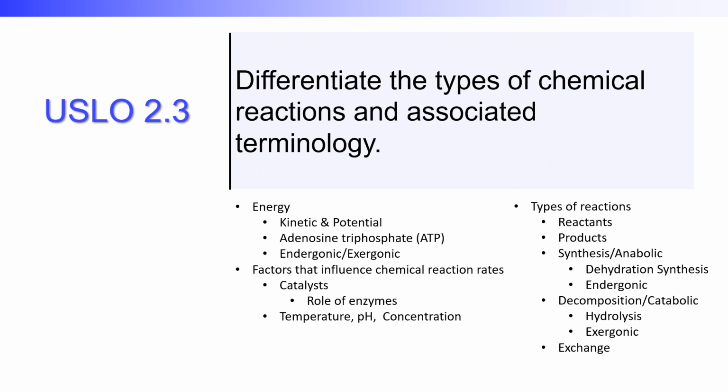of reactions. So one of the things we're going to do is define what energy is, look at the different types of energy, kinetic and potential, and learn about this molecule right here, adenosine triphosphate, also known as ATP. I'm going to show you the structure of ATP and tell you how the body utilizes ATP for energy. And then we're going to learn that certain chemical reactions will be endergonic and some of them will be exergonic.